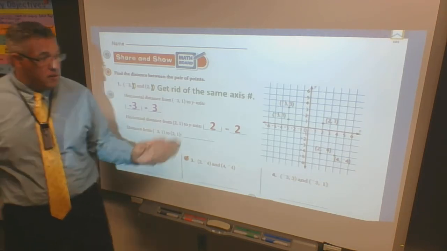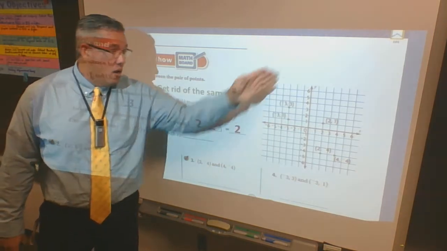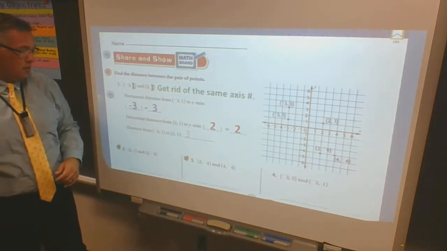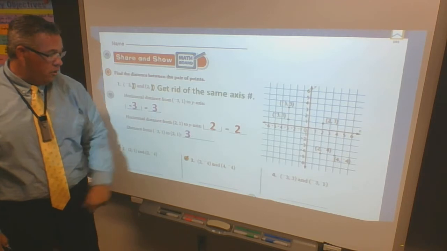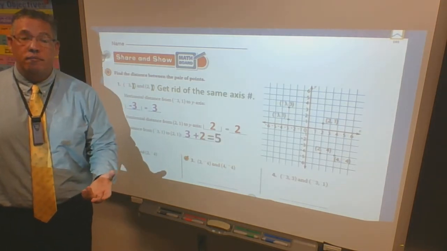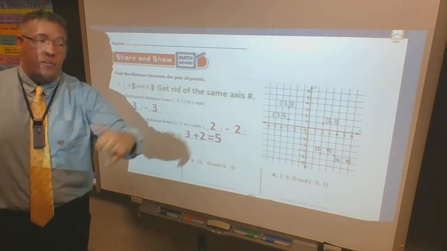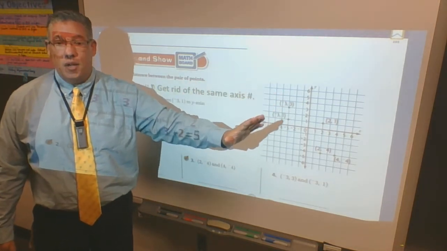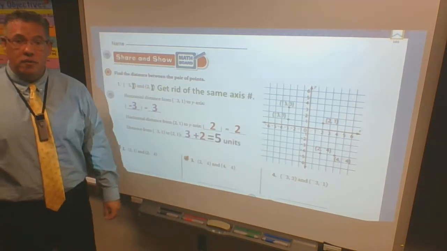And then because they're on opposite sides of the y-axis, I know I have to add their distances. So I have 3 plus 2, which is going to give me a total of 5. But I'm not done, am I? Have to have a label. Does it tell me what unit measurement I'm using here? It doesn't, so I'm just going to put units.